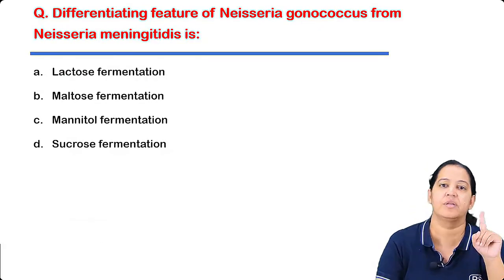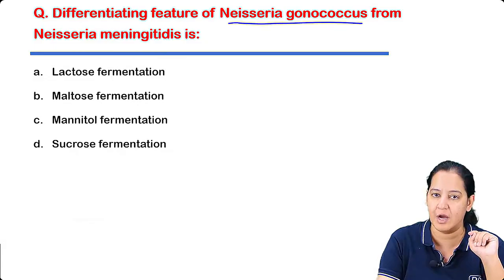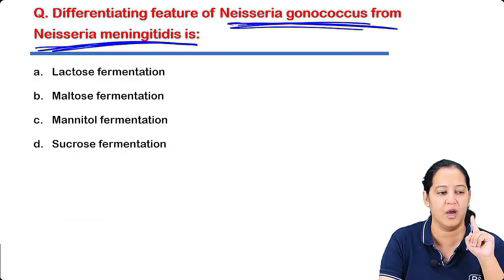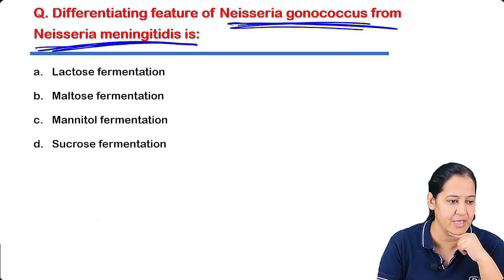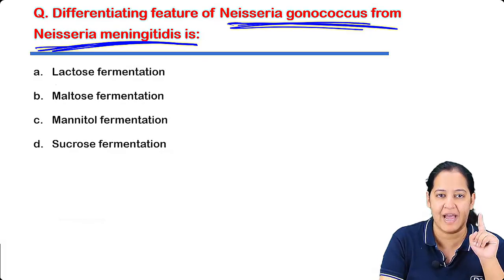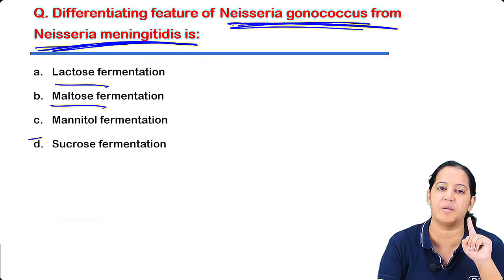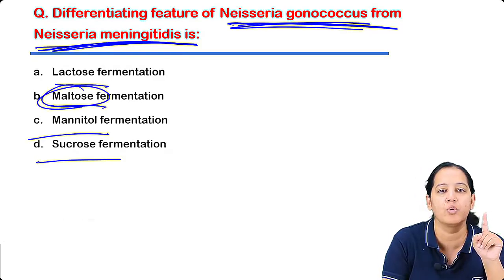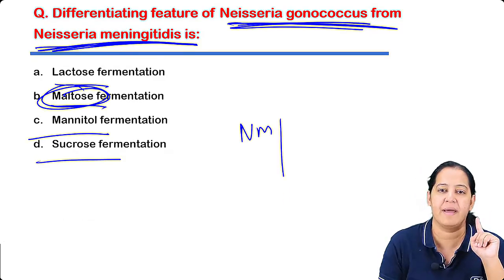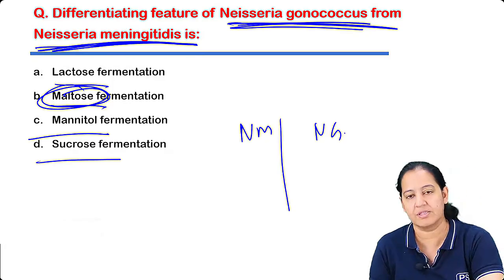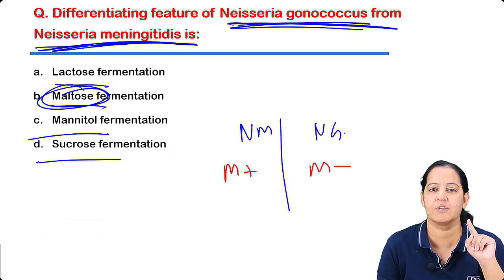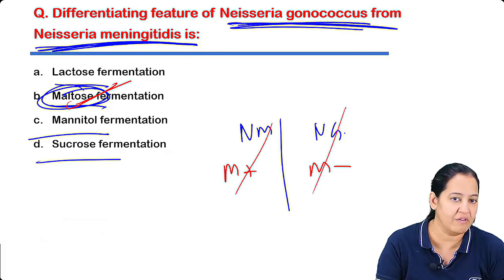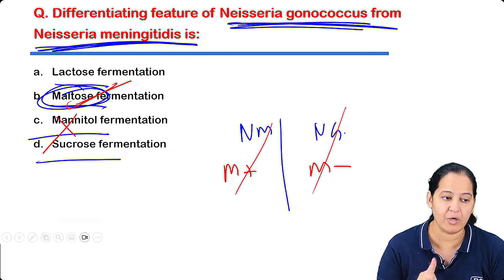The next question. Differentiating feature between Neisseria gonorrhoeae and Neisseria meningitidis. Can you please tell me what is the correct answer? Is it lactose fermentation, maltose fermentation, mannitol fermentation, or sucrose fermentation? Yes, obviously it's maltose. M for M. Neisseria meningitidis, Neisseria gonorrhoeae. So this is maltose positive, maltose negative. I mean, this ferments maltose, this does not ferment. So maltose will separate the two. Don't get confused. It is not mannitol. It is M for maltose, not mannitol.